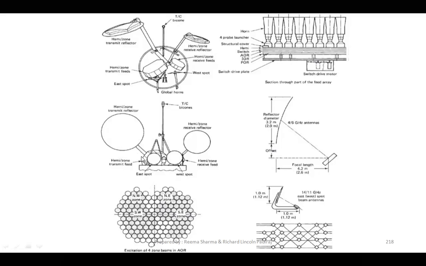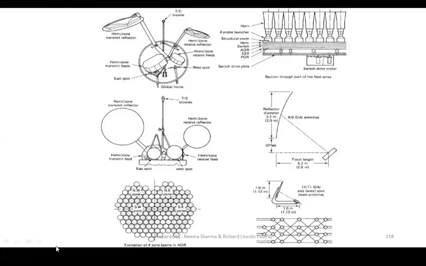And this is the coverage of your antennas. Northwest zone, northeast zone, southwest and southeast. So each antenna will take care of different zones. As your frequency increases, you can see that the antenna diameter is actually reducing. Here your frequency is lower, so your reflector diameter has actually increased substantially.